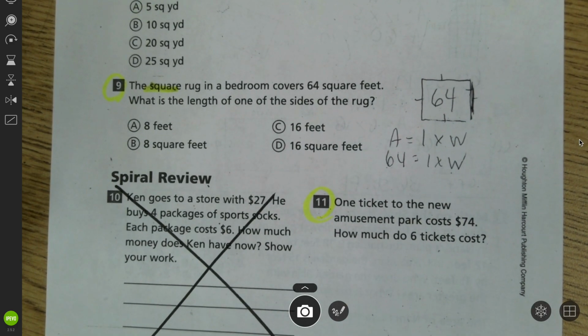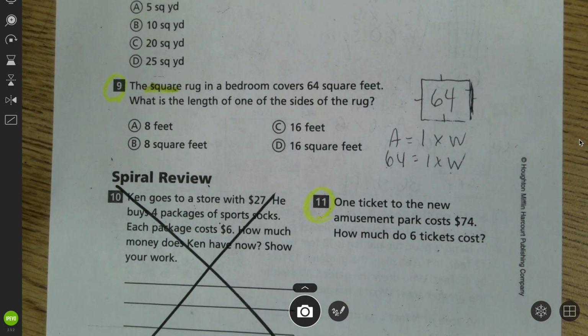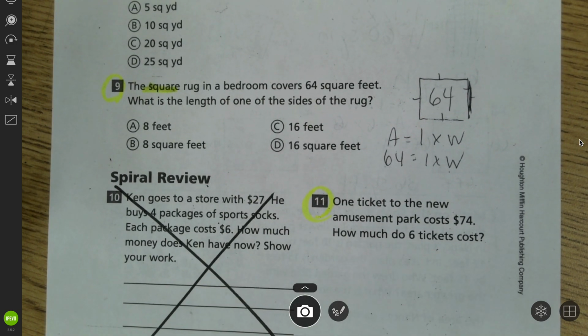Number 11. One ticket, and this is a review, okay? One ticket to the new amusement park cost $74. How much do 6 tickets cost? So think about it. If one ticket is $74, if you want to buy 6 of them, how much will that cost?